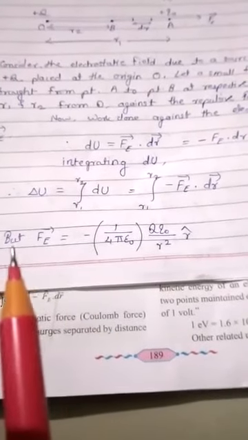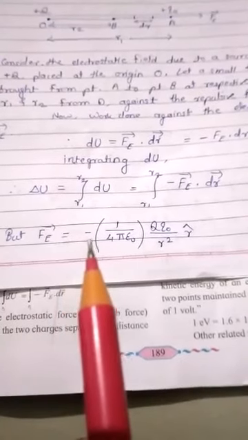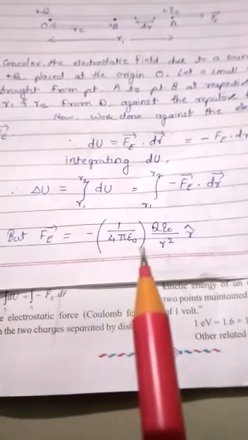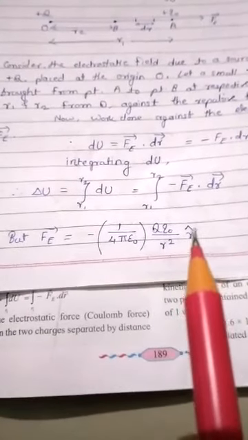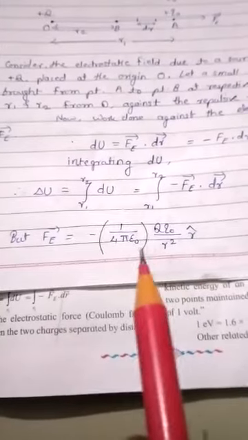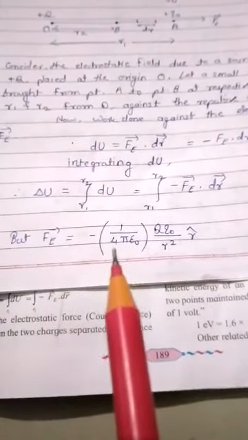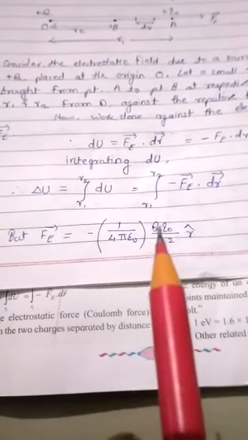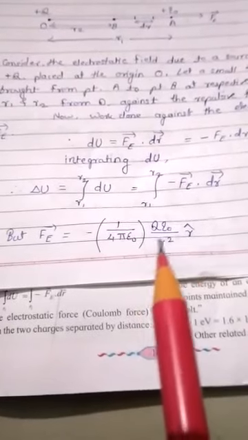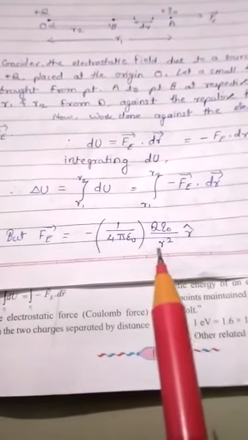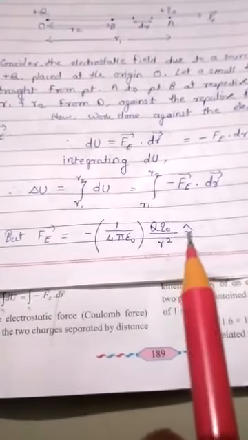So now Fe, means electrostatic force, is equal to minus 1 upon 4 pi epsilon naught q q naught upon r square into r cap. In 11th standard we already found this electrostatic force. So 1 upon 4 pi epsilon naught is the constant term, q is our source charge, q naught is our test charge, and r is the distance between these two charges, so r square into r cap.